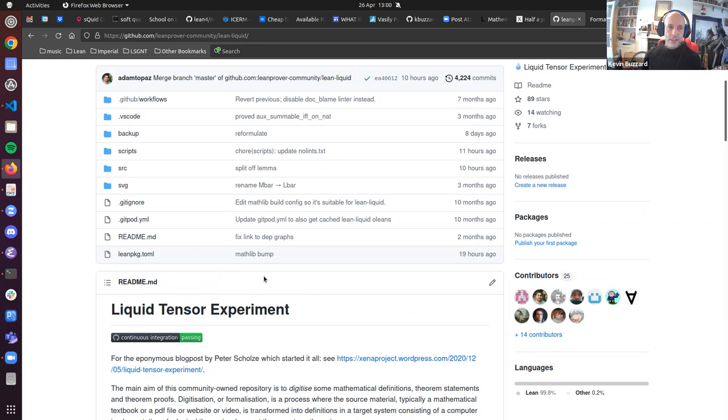But we use a huge amount of the mathematics library, and we just build on top. As time goes on, we prove more theorems, but some of them we think, well, actually this lemma is appropriate for the mathematics library. Then you start the process of making the pull request and getting it into the official mathematics library. So yeah, you can build on top of that, and other people could use this repository and build on top of it.